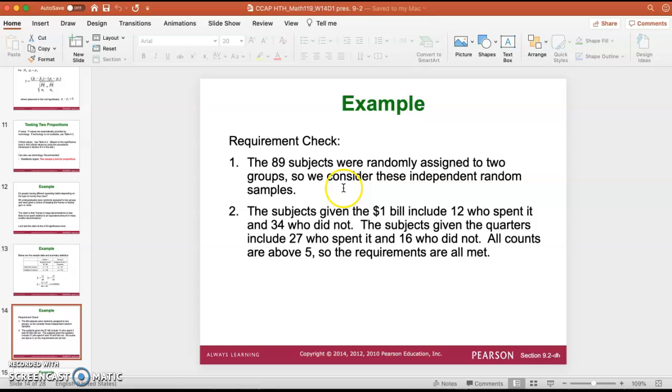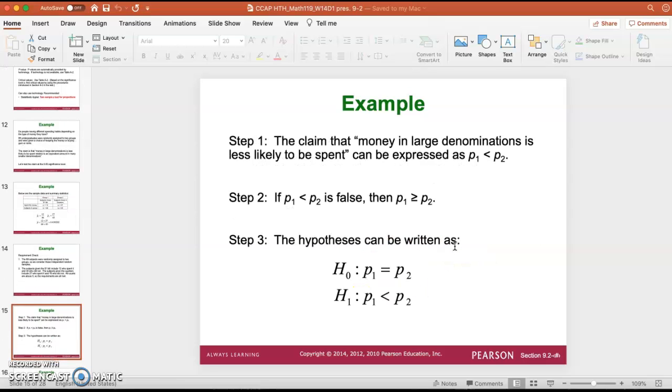All right, and just a little requirement check. Our 89 subjects were randomly assigned to two groups, and so we consider these independent random samples. Check, good there. Then the subjects given the $1 bill include 12 who spent it and 34 who did not. And the subjects given the quarters include 27 who spent it and 16 who did not. So all of those counts are above 5, so all of our requirements are met to do this example.